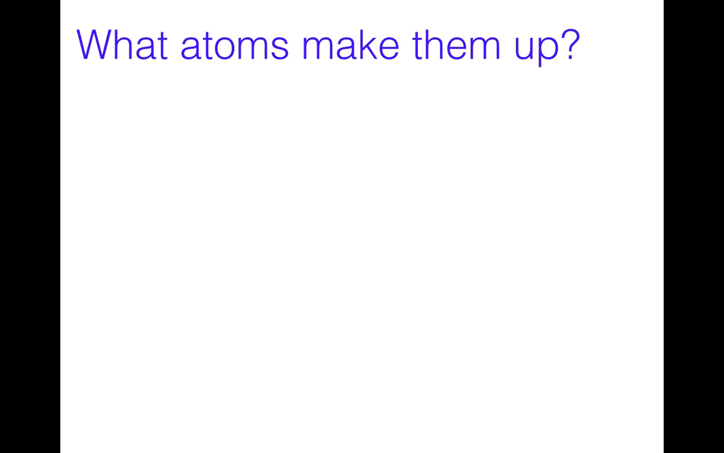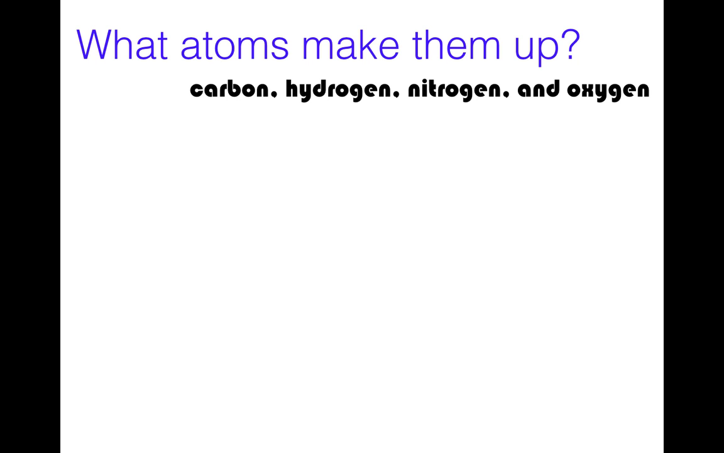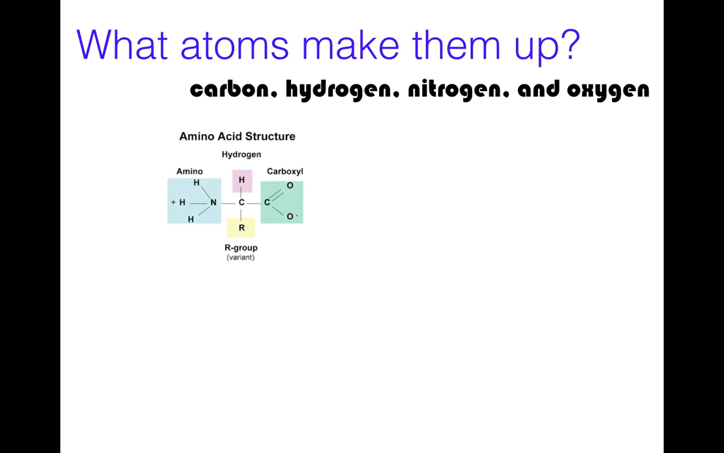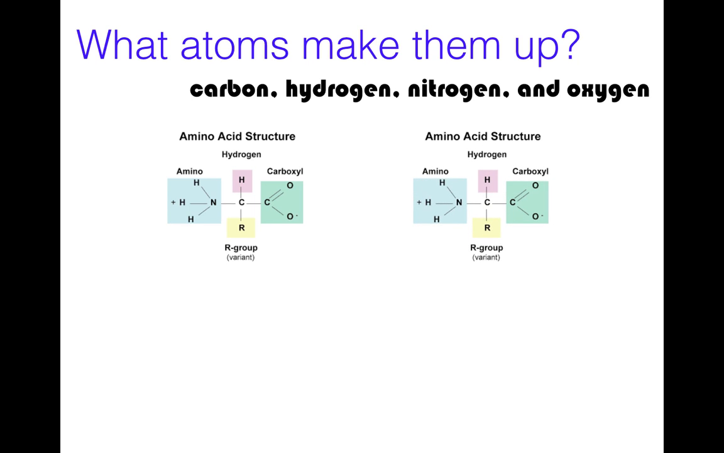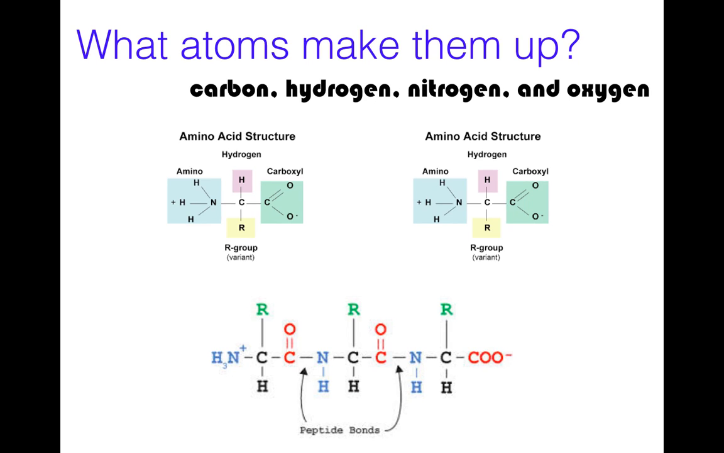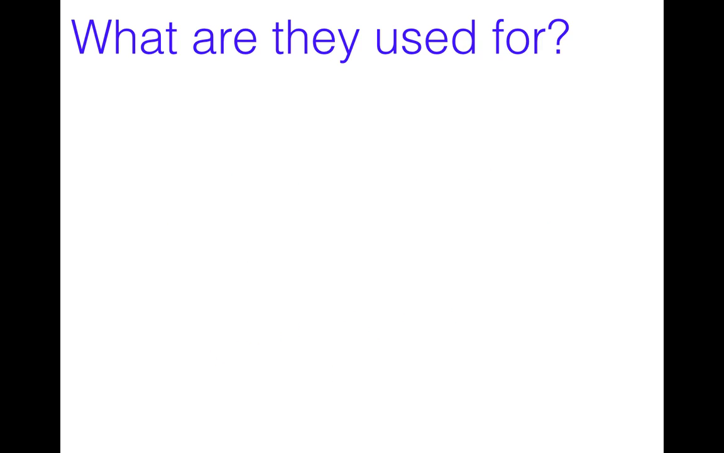Proteins. What atoms make them up? Carbon, hydrogen, nitrogen, and oxygen are the atoms that make up proteins. The unit of protein is an amino acid, and this is one amino acid molecule. This is another amino acid molecule, and when they bind together using peptide bonds, they make a protein.